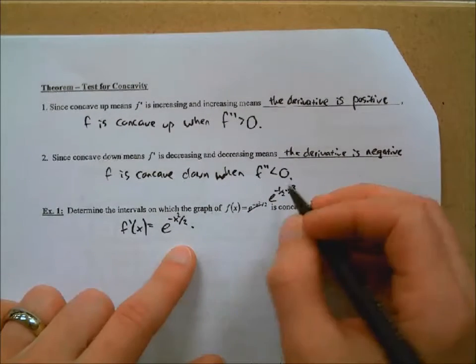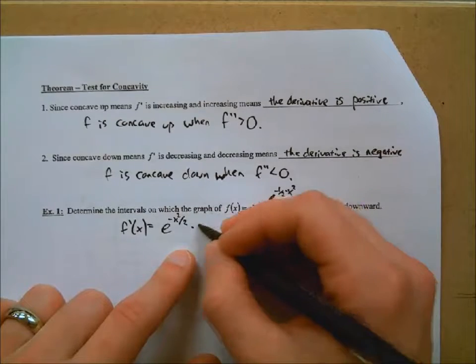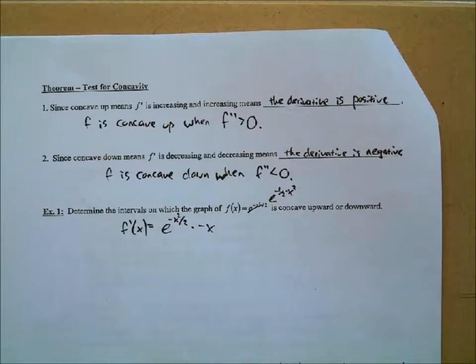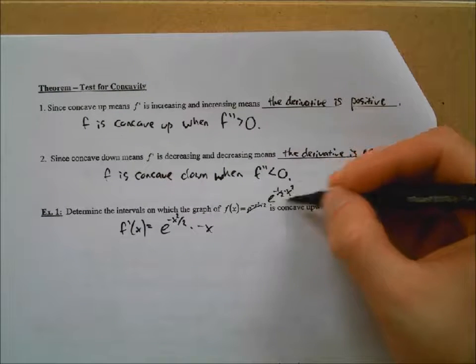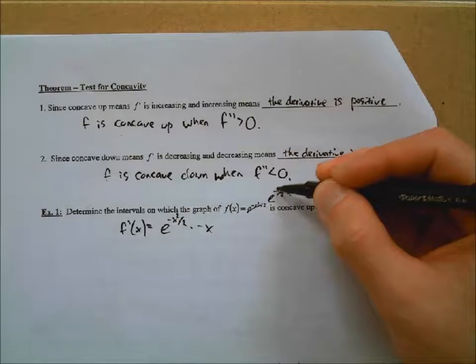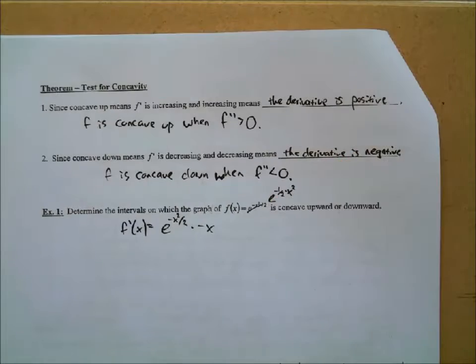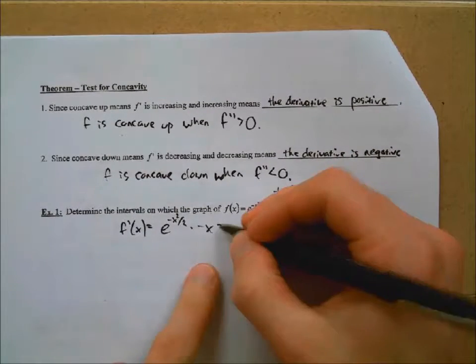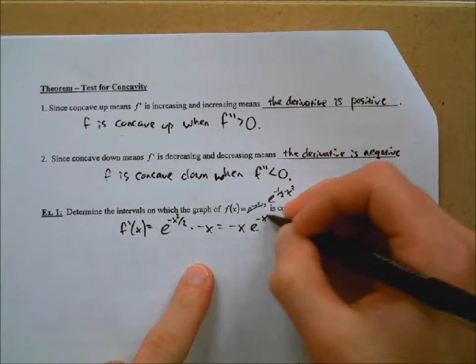So it'll be negative x is what we get there when we multiply by the derivative of what's inside. Because the derivative of negative 1/2 x to the 2 would come out front, becomes negative 1, x to the 1. So there it is. Or in other words, it's negative x e to the negative x squared over 2, like that.